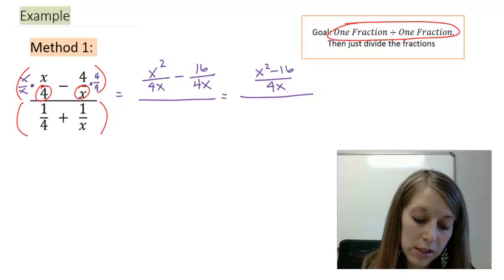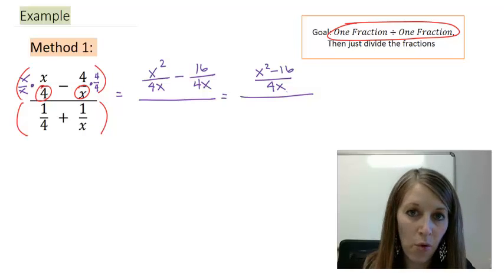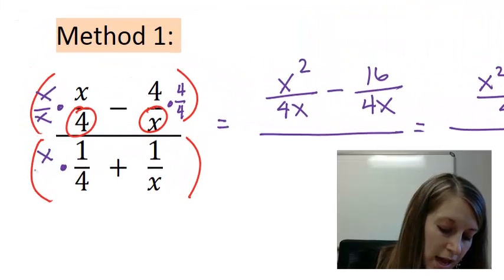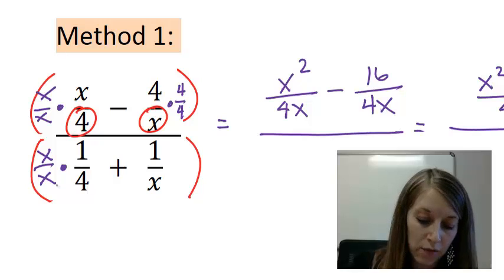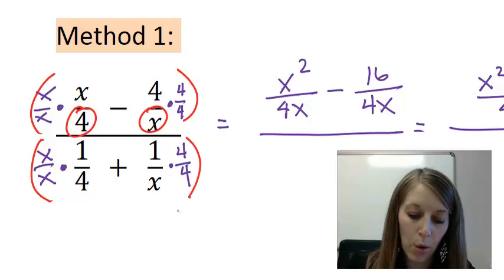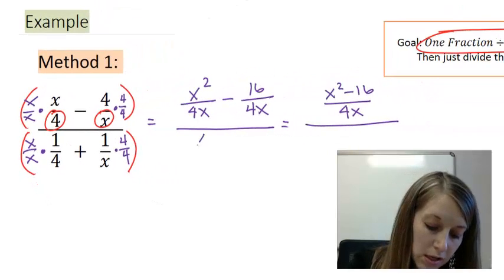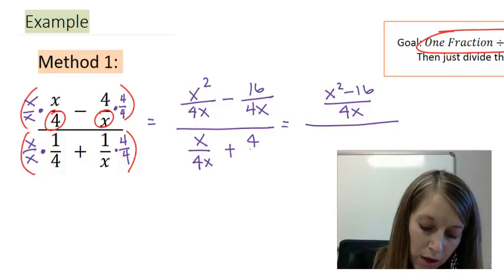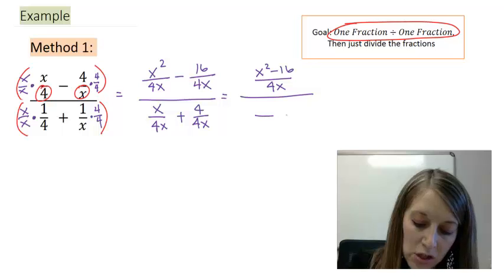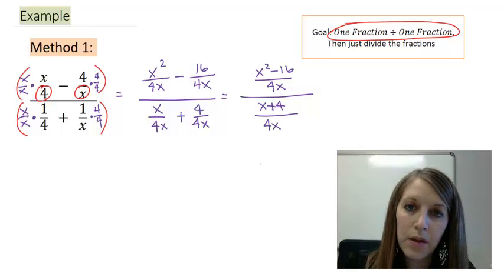Okay. So I notice my individual denominators are 4 and x again, so my LCD will be the same. This guy I need to multiply by an x over x, and this guy I need to multiply by a 4 over 4. So this gives me x over 4x plus 4 over 4x. And if I combine these two fractions together, that gives me x plus 4 over 4x.